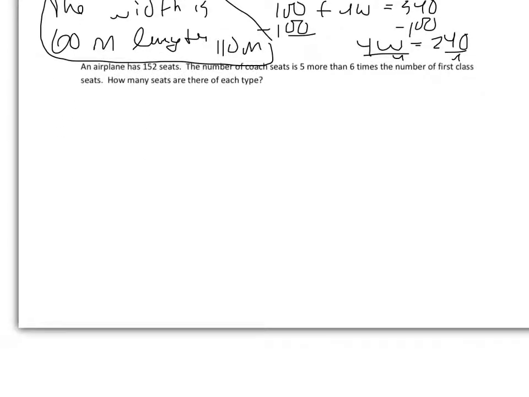Next one we're talking about, we're doing some airplane seating. So an airplane has 152 seats. The number of coach seats is 5 more than 6 times the number of first class seats. How many seats are there of each type? Well, first we want to define our variables. They're coach seats, so let's let C equal the number of coach seats. And let's let F equal the number of first class.